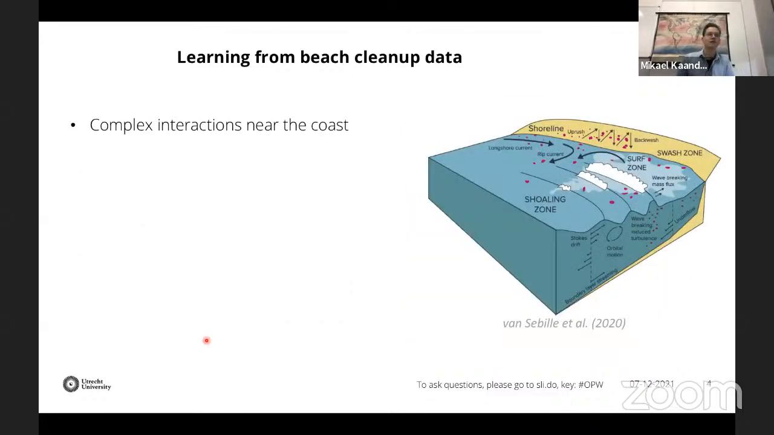Trying to predict how much litter beaches is actually a really complex problem because of the many physical processes near the coastline. So here in this picture, you can see what kind of physical processes play a role in the transport of marine litter near the coast. So we see all kinds of different currents. We see that waves break in this area. We have mixing of particles into the water column due to turbulence. We also have the fact that particles beach, but might also resuspend back into the ocean again. And we also have, for example, tides. So all these different processes make it really difficult to model this using a traditional physical model.